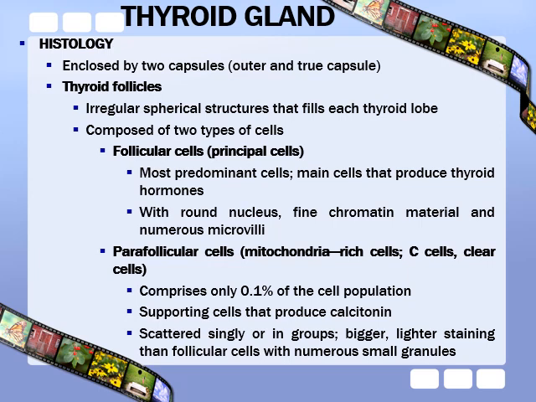So meron thyroid follicles. These are irregular spherical structures that fill each thyroid lobe. It is composed of two cells: the follicular or the principal cells and the parafollicular cells. So yung follicular, it is the most predominant cell, the main cell that produces the thyroid hormones, while yung parafollicular cells are supporting cells lang that produce calcitonin. So later di-discuss natin kung ano yung calcitonin.